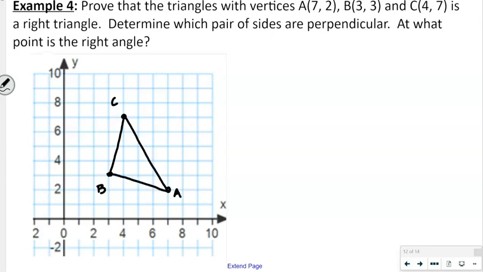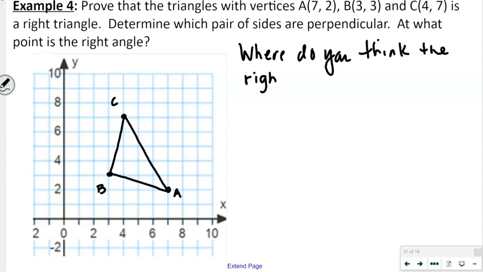Okay, so what I want you guys to do first is predict, or let me just ask you this question. Where do you think the right angle is? This is the question you should be asking yourself first, because that's going to help you proceed. So I would answer this question at B.